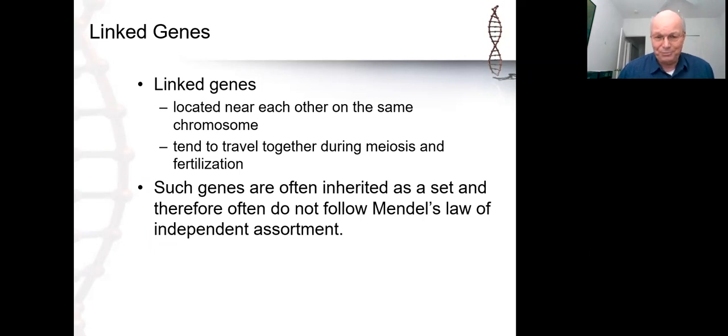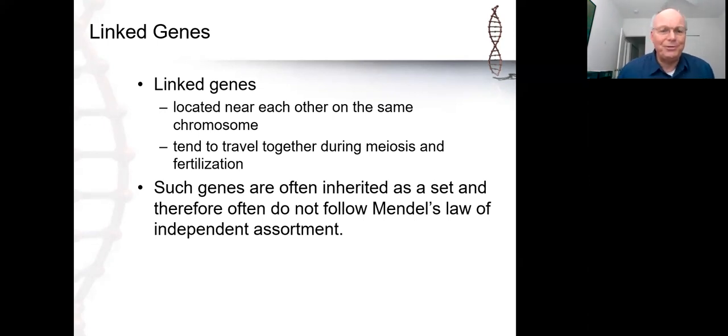And so now you have three situations. If the genes are on separate pairs of homologous chromosomes, then they're going to follow Mendel's law of independent assortment. If they're on the same chromosome and close together on that chromosome, then they're going to act as if they're linked, because they are linked, and they'll be inherited as a package. But if they're far enough apart on the same chromosome, crossing over can then separate them.